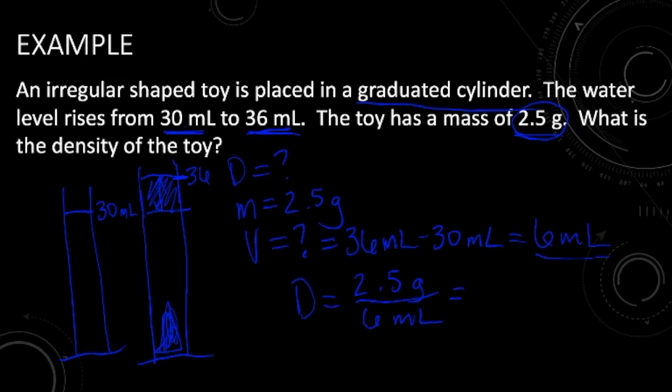2.5 divided by 6 gives us 0.416 repeating grams per milliliter. Nearly done. We need to make sure our answer matches the number of significant figures. In this case, our least precise value only has 1 significant figure. So we're going to make sure our answer only contains 1 significant figure. Our answer becomes 0.4 grams per milliliter.